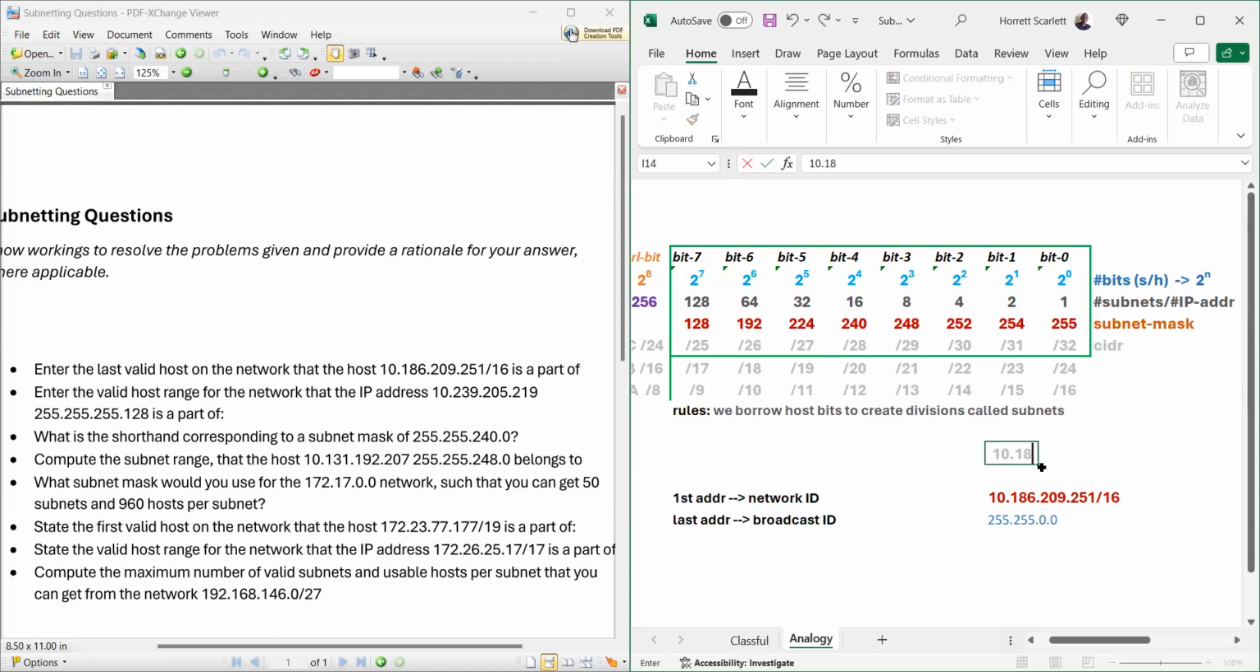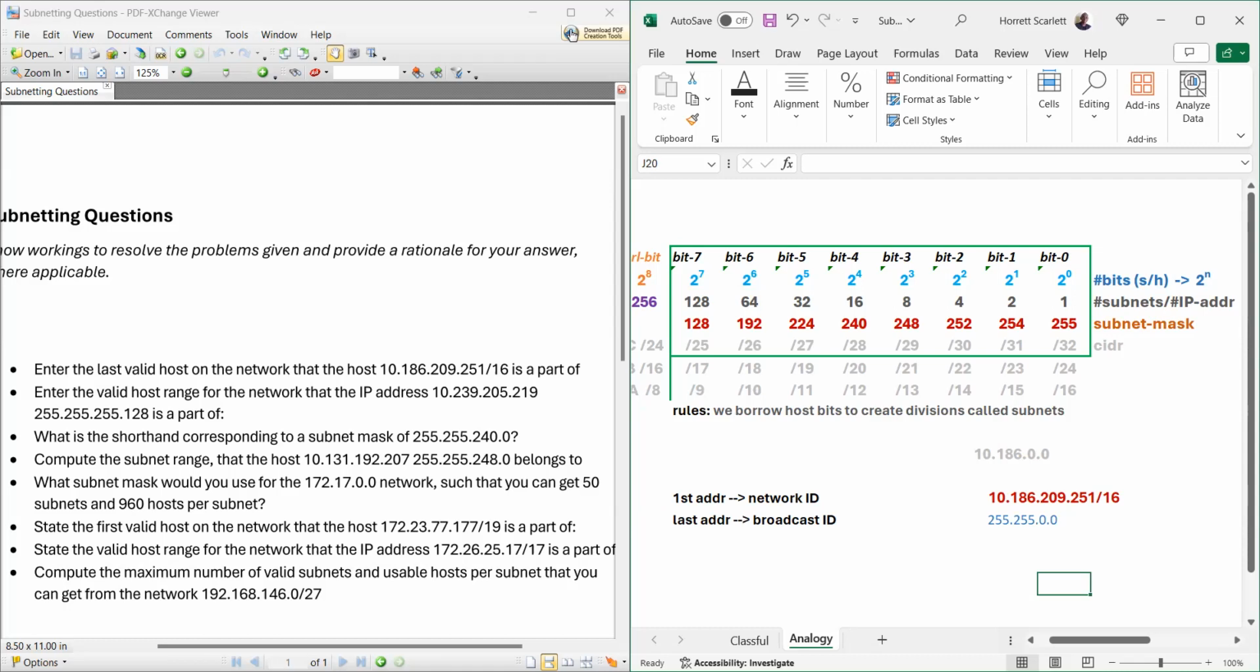Sir, there are some tiny bits that I need to reinforce, but what I understood from the question, the last valid host on the network would be 10.186, well, two. We're going there. Oh, okay, sorry. So we know for this network, the 10 and the 186 remain constant for everything that is on this network. So we're starting at 10.186.0.0. You can all agree with that, right, folks? Yes, sir.